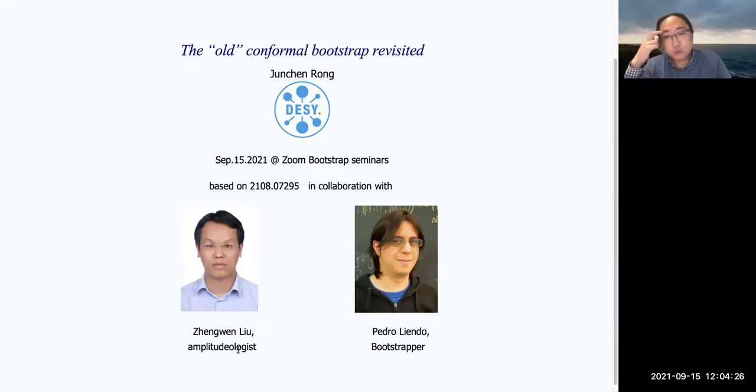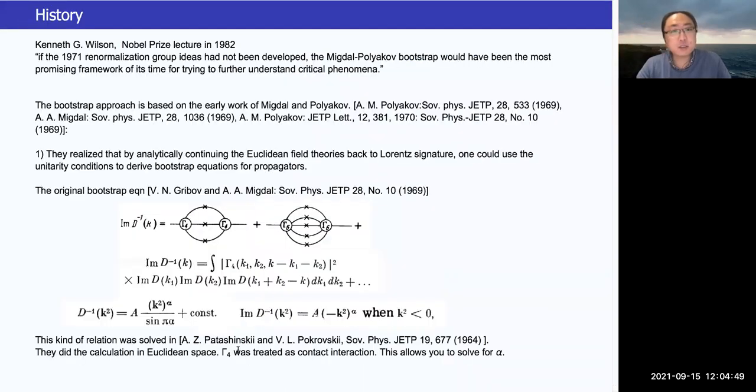It's called old bootstrap because it's the approach that people were taking before the modern bootstrap was invented, which, as we all know, is based on 4-point functions. And this old bootstrap approach was actually based on 3-point functions. So to start, let's start a little bit with history.